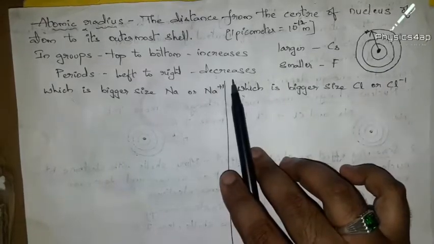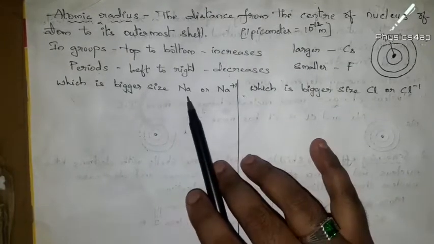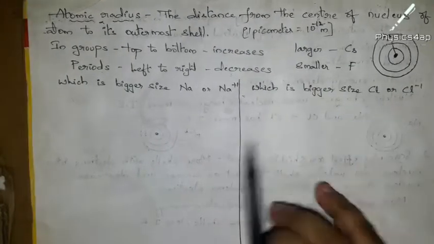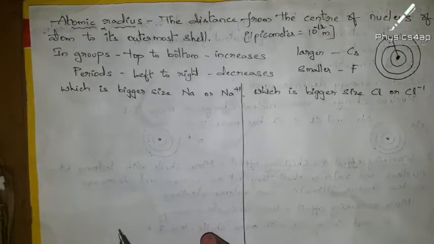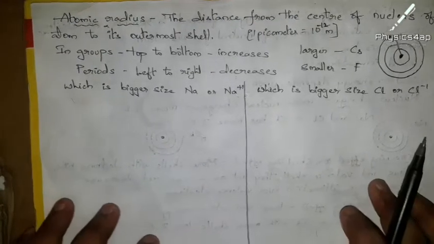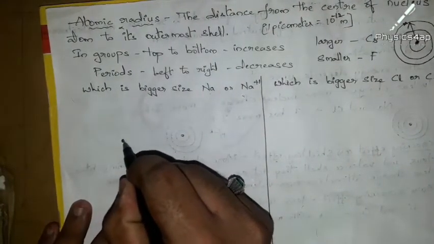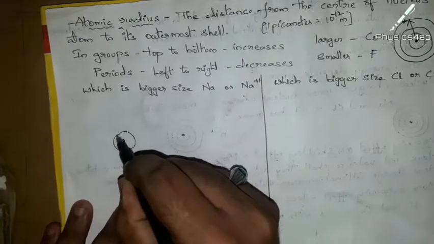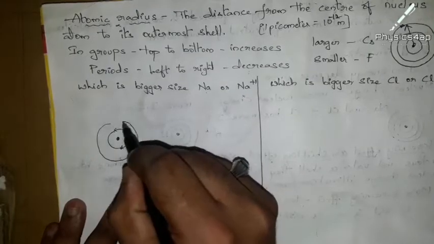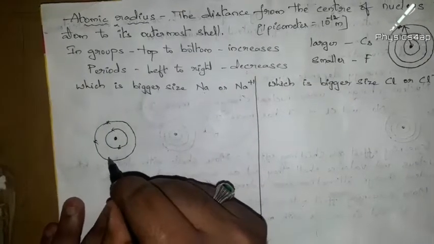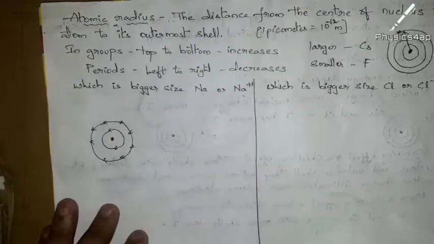Now here we have two questions: which is the bigger size, Na or Na plus 1, and Cl or Cl minus 1? We need to find out which one is bigger. For example, we have taken sodium, which has a nucleus, the first orbit with 2 electrons, the second orbit with 1, 2, 3, 4, 5, 6, 7 and 8, and another one electron.